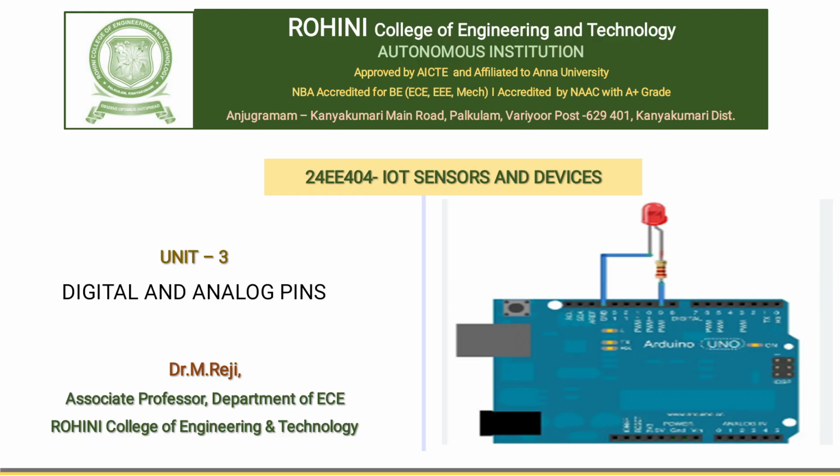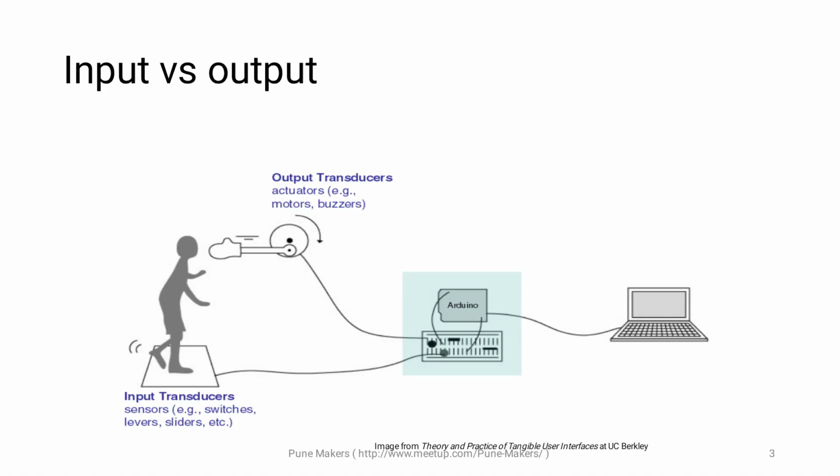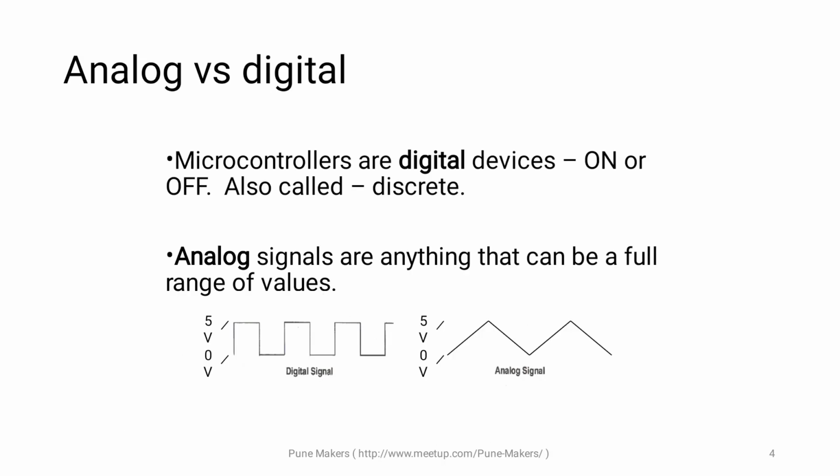Today we are going to see about analog and digital pins. On completion of this topic, students can understand the concept of digital and analog pin as input and output. From the diagram, it shows that you will have an input transducer, a sensor. Output is also a transducer, but it is controlled by the Arduino and displayed in the monitor.